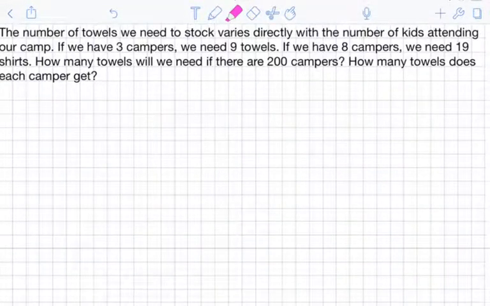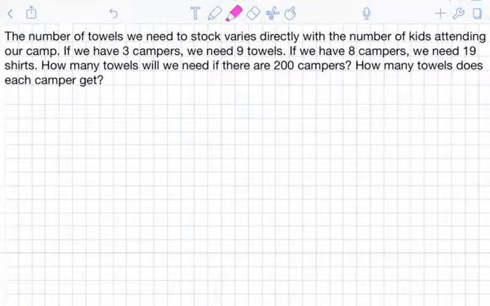All right. I like this question because it emphasizes some of the finer points of what we're working on. The number of towels we need to stock at our camp, we've got a kids camp, varies directly with the number of kids attending our camp. Look, varies directly. That means that we're probably going to have to use a linear model to describe it. If we have 3 campers, we need 9 towels. If we have 8 campers, we need 19.